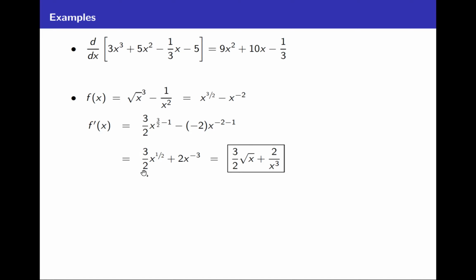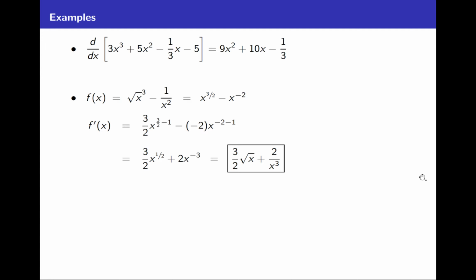Now, if this were a test question and you were in my class and you gave your answer as this without converting to a radical or bringing the negative power down, that's fine. This is an answer too. I would simplify this stuff. Minus minus is positive and so on. Go ahead and simplify that. But here, this is a perfectly fine answer. Either way, we've got our derivative.